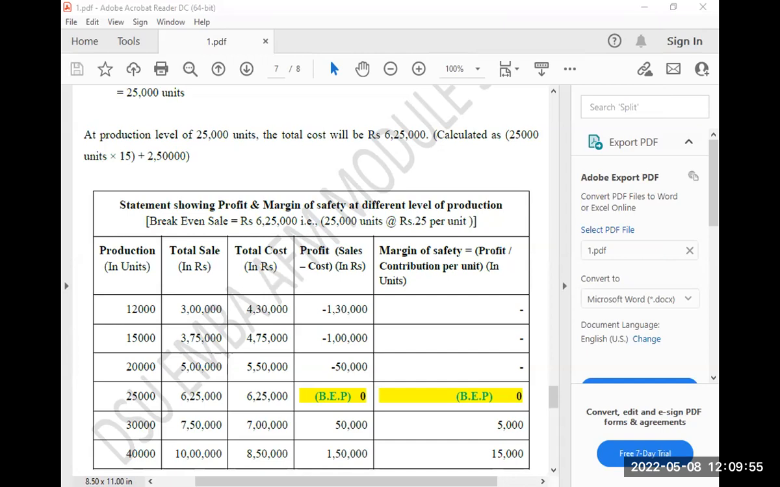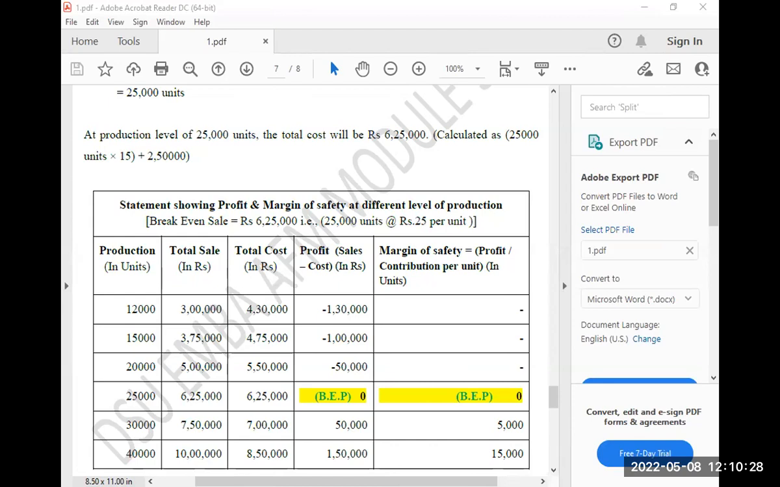We don't know contribution per unit. We know fixed cost and we know break-even point. What is the break-even point? 1,20,000 units is equal to 6,30,000 divided by contribution per unit. This is given in the question. What is given in the second question? 1,20,000 units is equal to 6,30,000 rupees divided by contribution per unit.